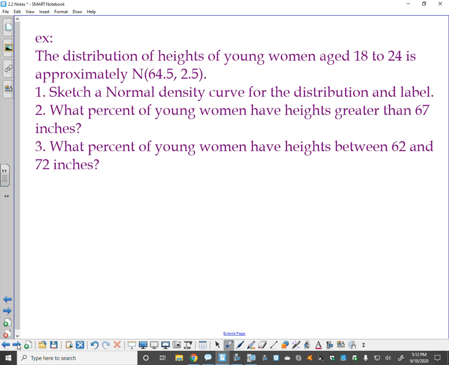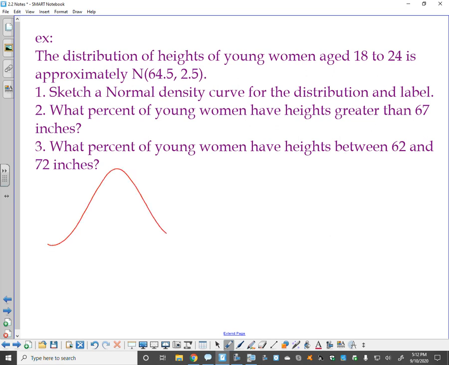Okay, I want you to pause this, and I want you to see what you can do with this one without me holding your hand and walking you through it. If you get stuck, then hit play and let me get you unstuck, but then pause and keep going. See if you can get all the way through this one, and then hit play and check your answers.